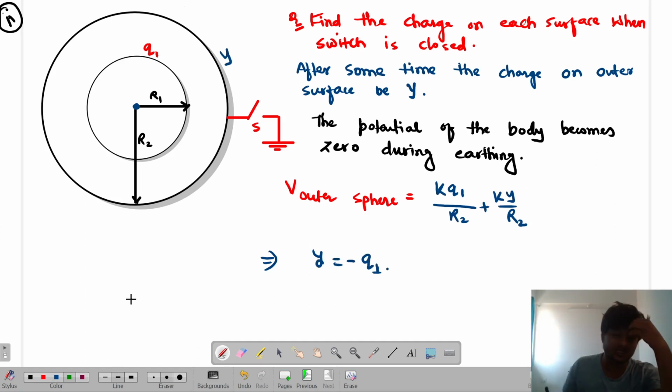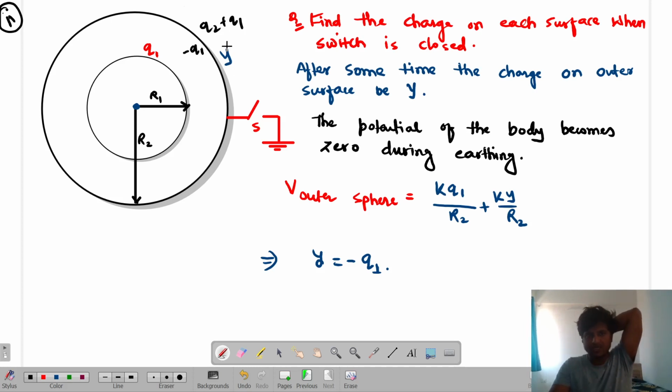So this is what the term actually is. Actually, you should remember what happens when you connect with the ground. So due to the induction, here the net charge will be what? Minus Q1. Yes, isn't it? And outside will be Q2 plus Q1 or not. Now, this Q2 plus Q1 will be extracted.